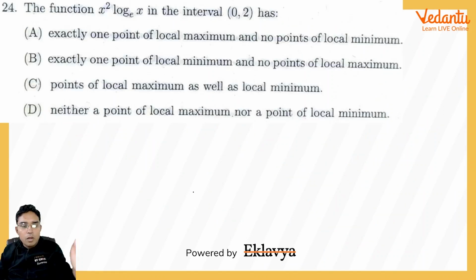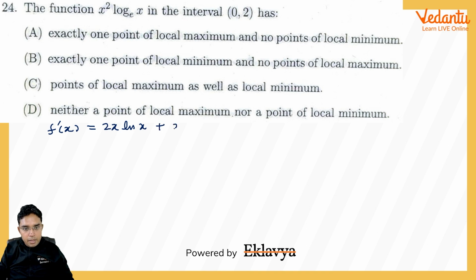Now coming to question number 24, it says function in the interval has... I think one very simple question. If you take this as f(x), then its derivative will be 2x log x plus x. So taking x common, we get x times (2 ln x plus 1). Okay, and this will be 0 in its domain only at x equal to, you can check, ln x will be equal to minus half. So x will be equal to e power minus 1 by 2.